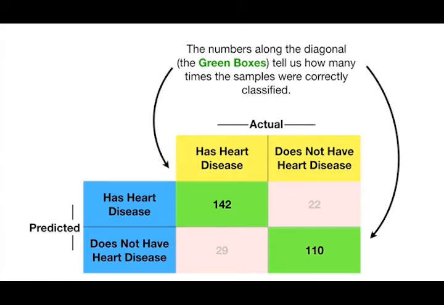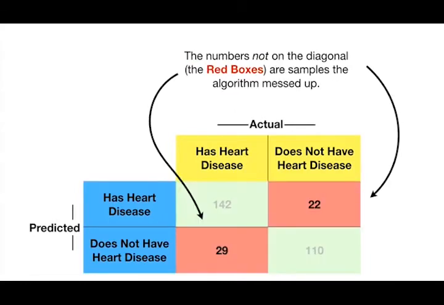The numbers along the diagonal, the green boxes, tell us how many times the samples were correctly classified. The numbers not on the diagonal, the red boxes, are samples that the algorithm messed up.